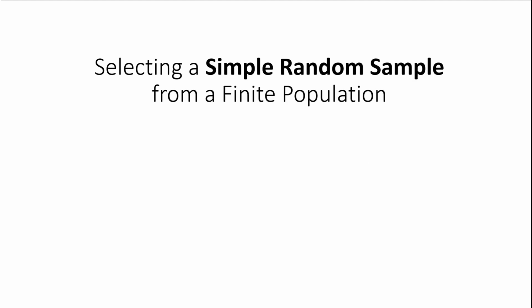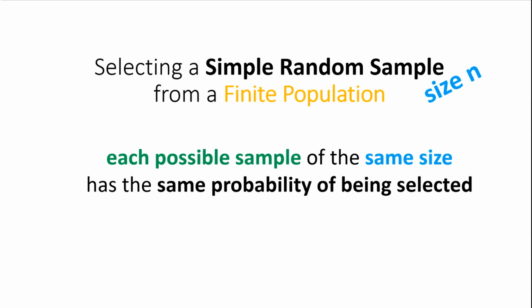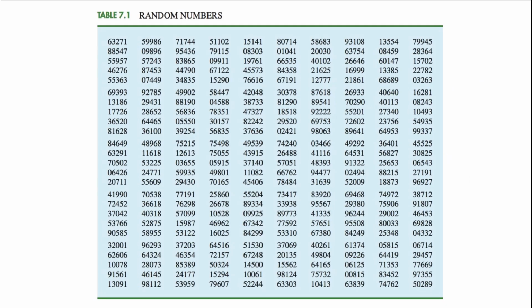A simple random sample of size n from a finite population is defined as one such that each possible sample of the same size has the same probability of being selected from that population. To select such a sample, we can use a table of random numbers such as table 7.1.